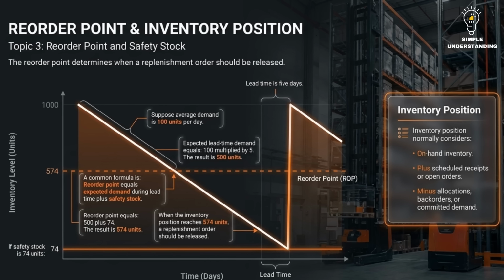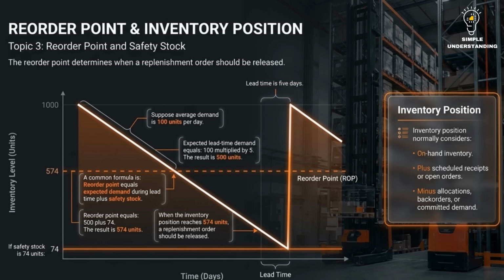Suppose average demand is 100 units per day. Lead time is 5 days. Expected lead time demand equals 100 multiplied by 5. The result is 500 units. If safety stock is 74 units, reorder point equals 500 plus 74. The result is 574 units. When the inventory position reaches 574 units, a replenishment order should be released.